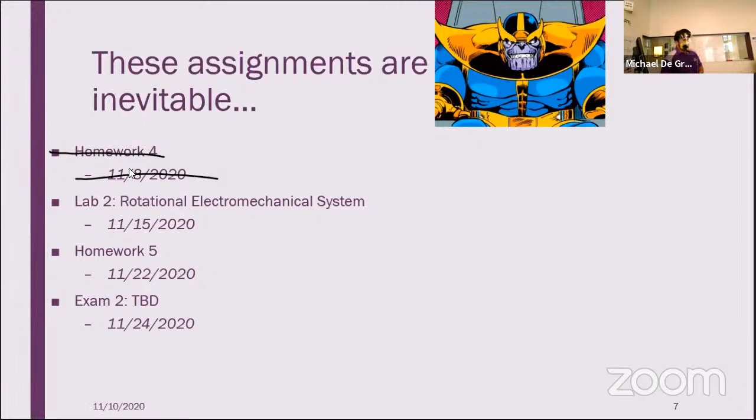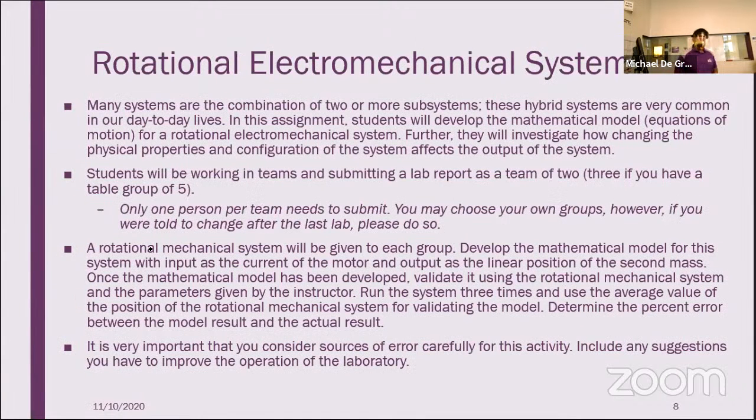There's also an announcement giving you some stuff. We've got homework 5 due on the 22nd, and then our exam. Right? So here's the deal with the lab, right?